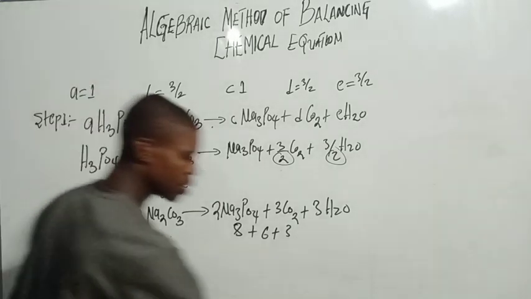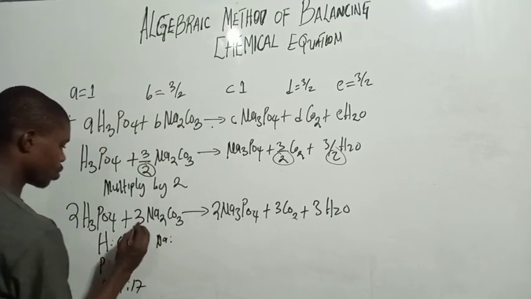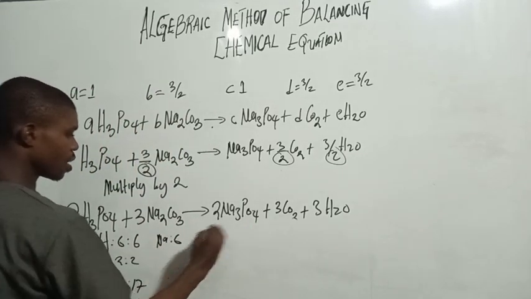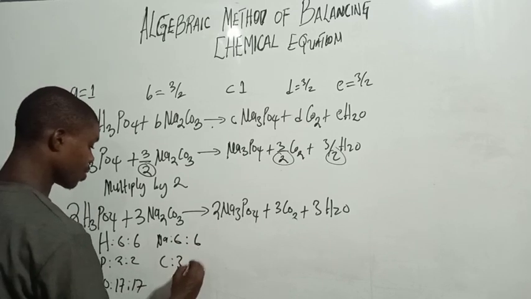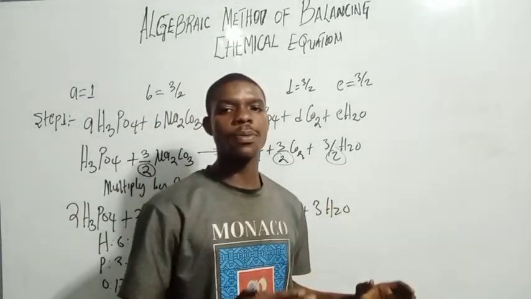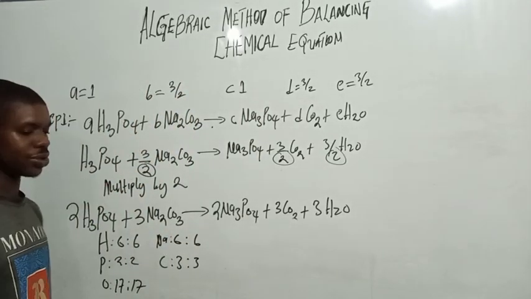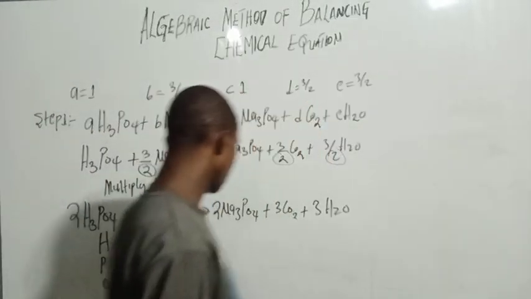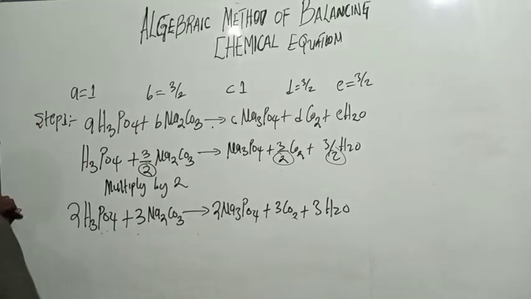Then sodium is 6, because 3 times 2 is 6. Then carbon is 3. So it is balanced. So if you do your normal algebraic method very well, there's no way you are not going to get a balanced chemical equation. So the equation is highly balanced.